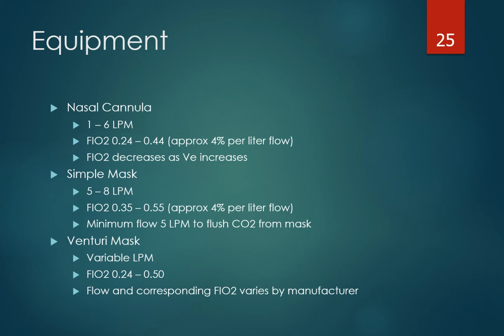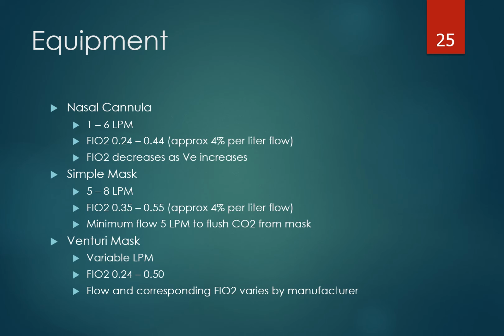Now let's talk about simple masks. Simple masks are simple plastic masks with perforated openings, little mask holes, for exhalation. They typically start with a liter flow of anywhere from 5 to 8 liters per minute. The FiO2 being delivered with these simple masks is anywhere from 35 to 55%. And again, based on the liter flow, the higher the liter flow, the greater the oxygen content.